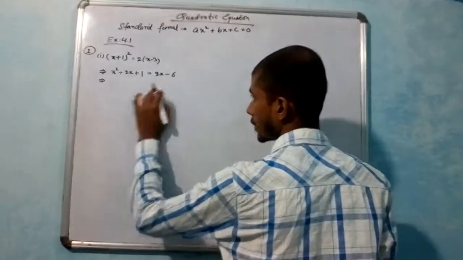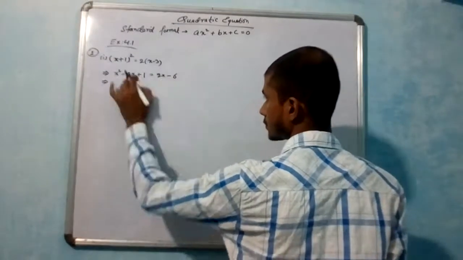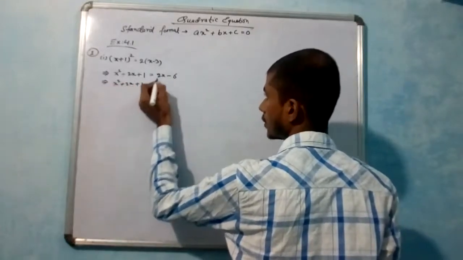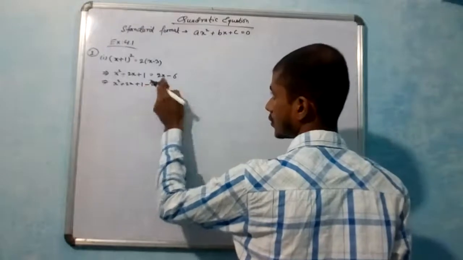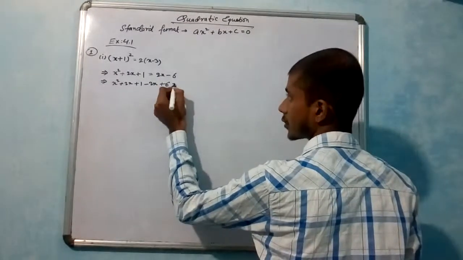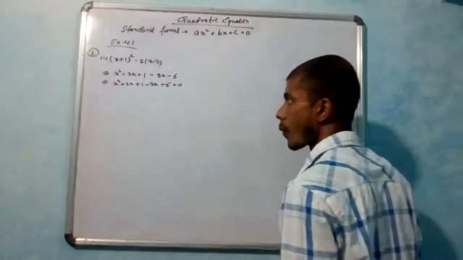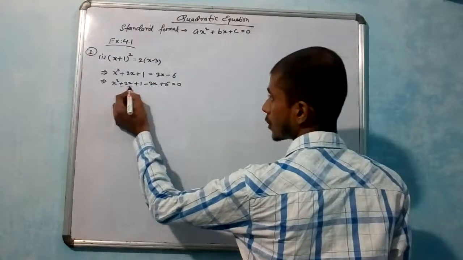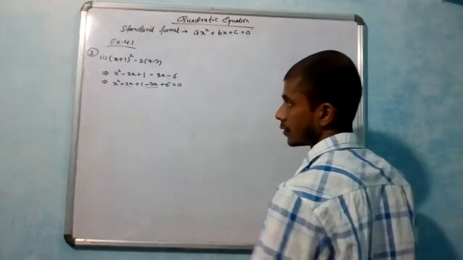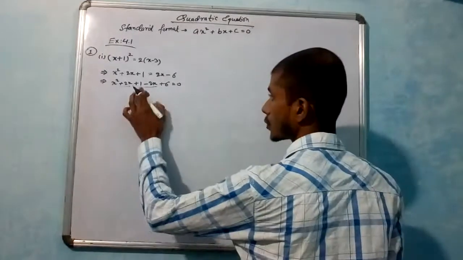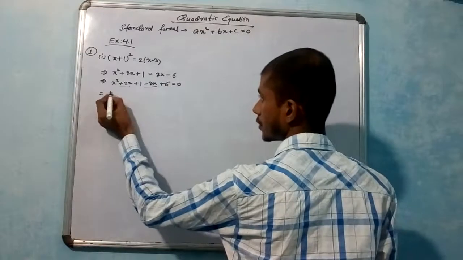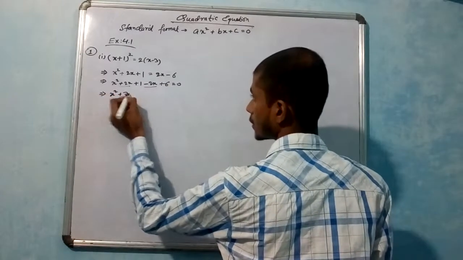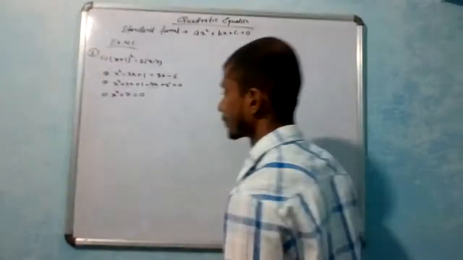We will try to bring everything to this side. So x square plus 2x plus 1 minus 2x plus 6 is equal to 0. Now we will try to simplify. So minus 2x and plus 2x cancel, and plus 1 and plus 6 gives 7. So it becomes x square plus 7 is equal to 0.